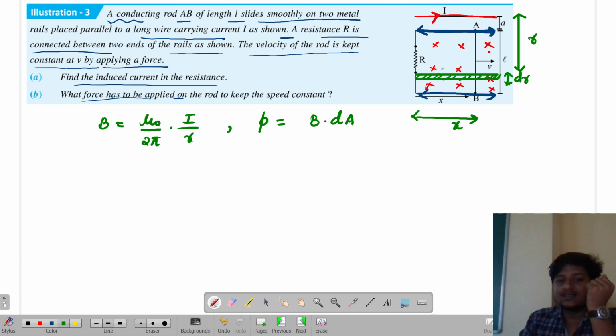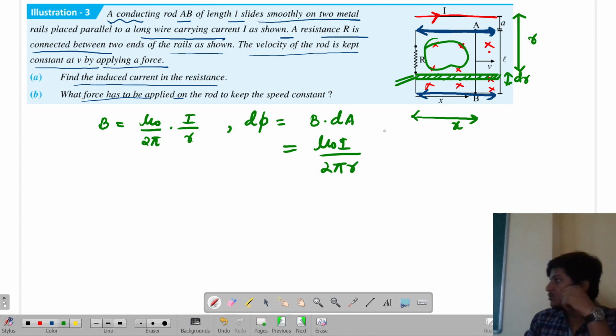Now here in this region, for this particular current element, how much is the flux present? It will be the magnetic field present over here, which is equal to mu naught I by 2 pi R. Actually it is d phi which is present, a smaller flux. What is the area? Area is breadth into length. So it is x into dr, because we are calculating for a smaller length.